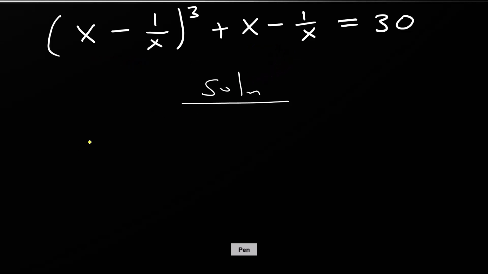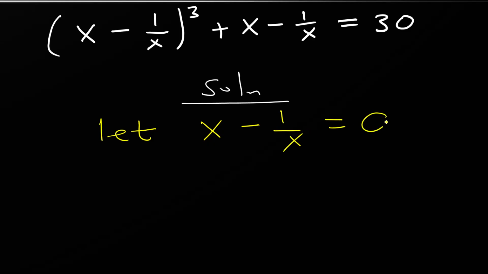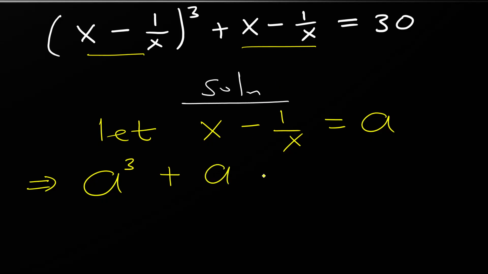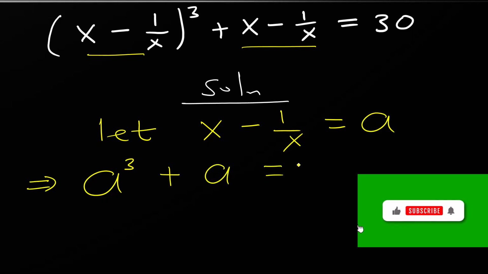So from here, let x minus 1 over x be a. Okay. So in going back, I'll plug in a here and do the same here. So that will be a, don't forget the power cube, plus a equals 30.